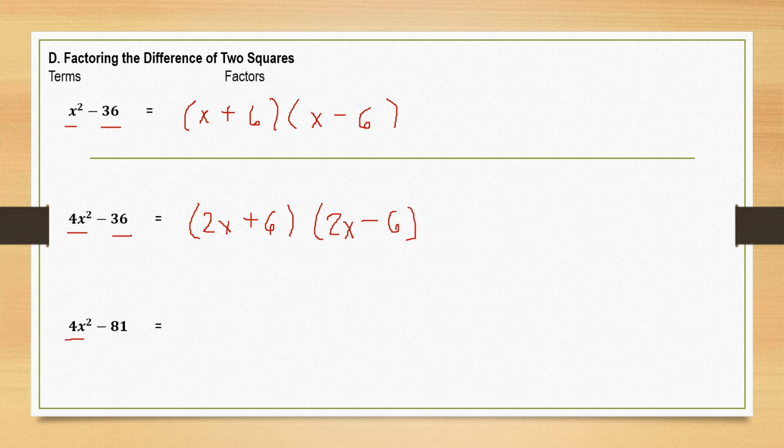Next, 4x squared minus 81. 4x squared, the square root is 2x. The square root of 81 is 9. So we have the sum and difference, 9, 9. Therefore, the factors of 4x squared minus 81 are 2x plus 9 and 2x minus 9.